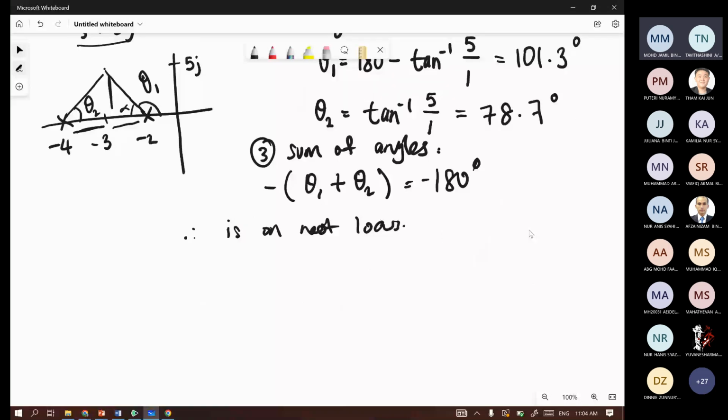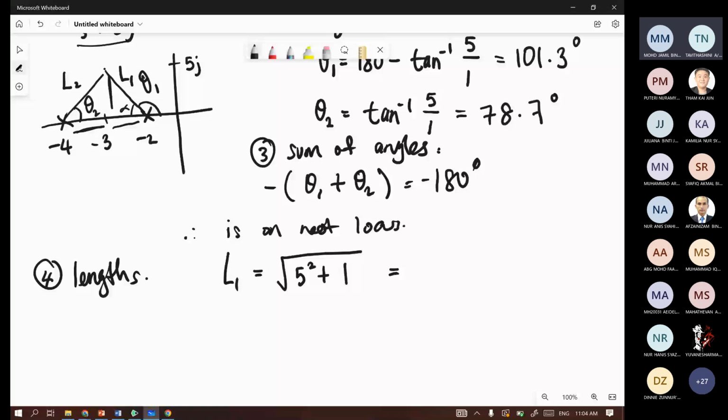So again, you need to calculate this length, L1 and L2. So try to find the length. L1 will use the Pythagorean theorem, so it will be square root of 5 squared plus 1, okay, square root 26. And then L2 will be similarly square root of 5 squared plus 1, so square root 26.